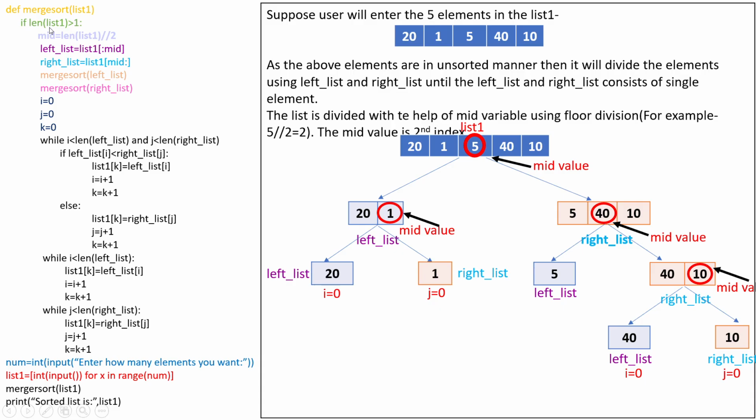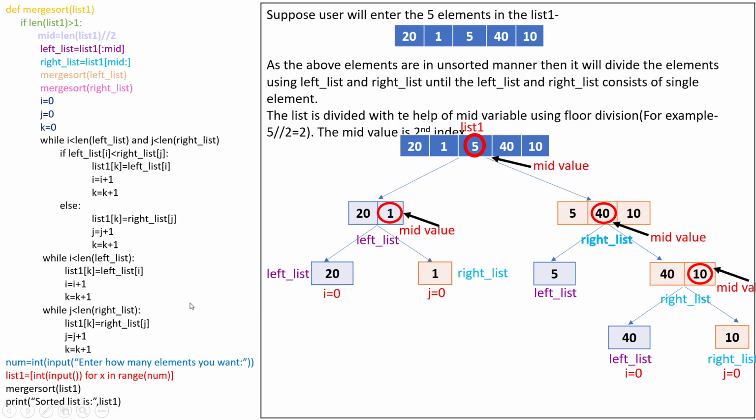Now how will it go in the if condition? Over here I have already sorted this, like 10 and 40. Here also 1 and 20. Now what about this left list? This right list is already in sorted way. This right list is already in sorted way. So what about this left list? This and this should be sorted again.